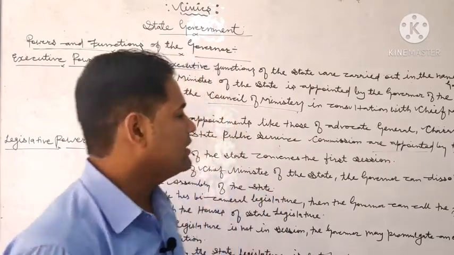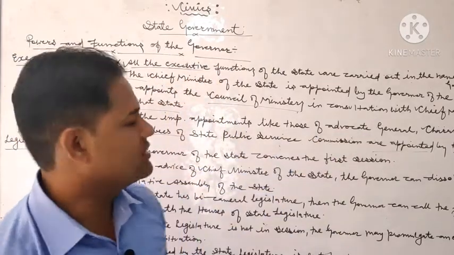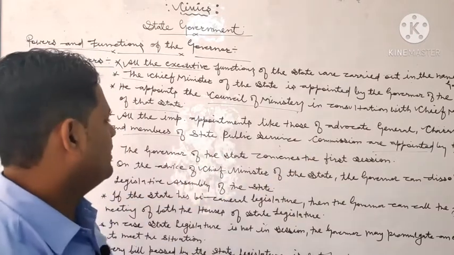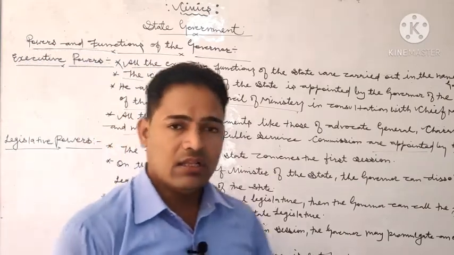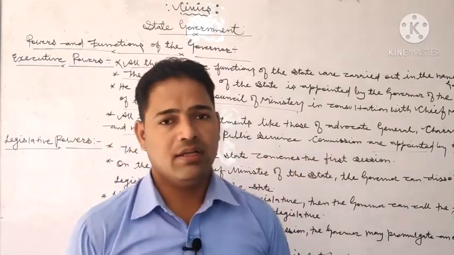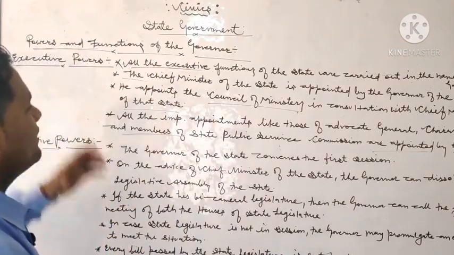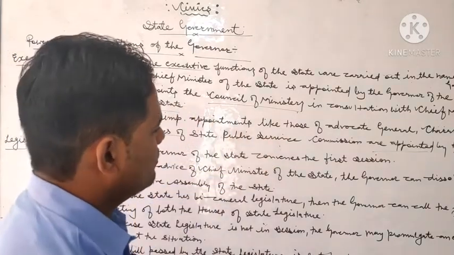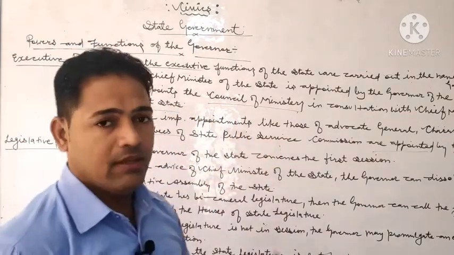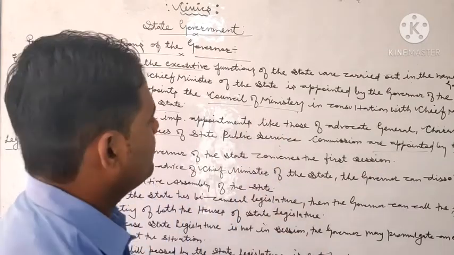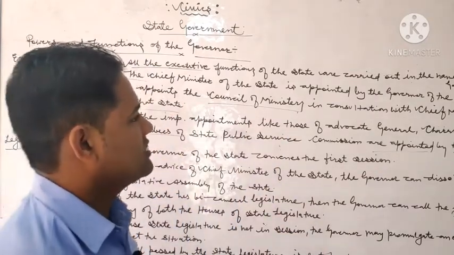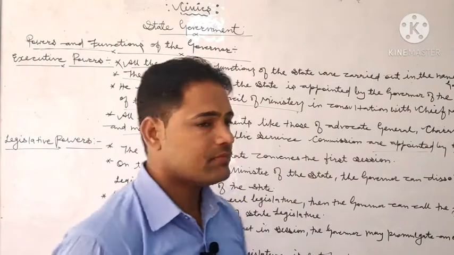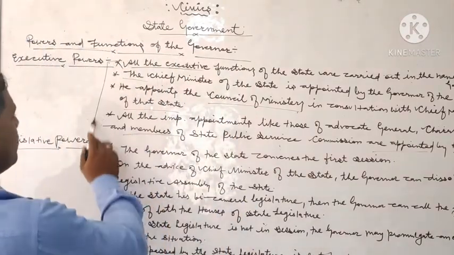So simply we can say that there are different kinds of appointments in the state, especially the important appointments like the advocate general, the chairman, and the members of the state public service commission. They are also appointed by the governor. So you see my dear students, how many different kinds of powers the governor has: he can appoint the chief minister on advice by calling the leader of the majority party, all the executive functions are carried out in his name, and the special appointments are also done by the governor in the state. These are all the executive powers of the governor.